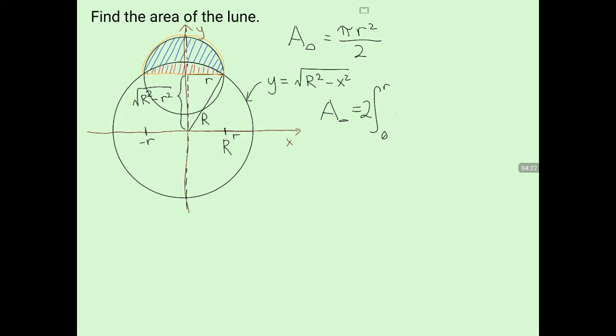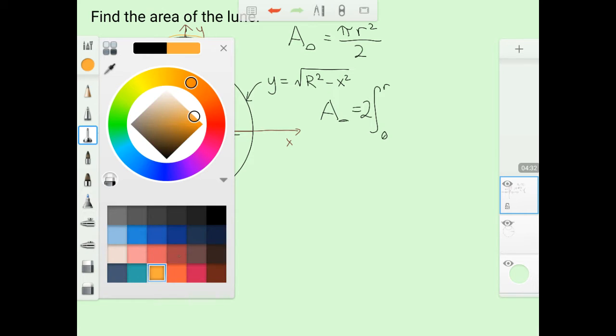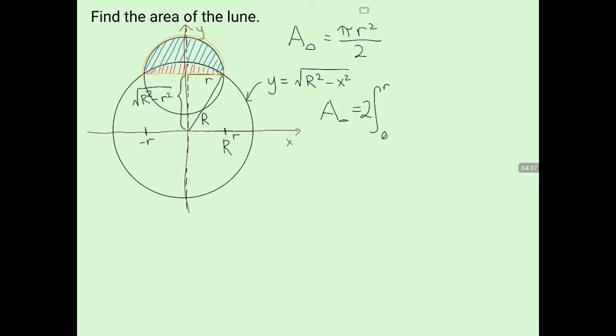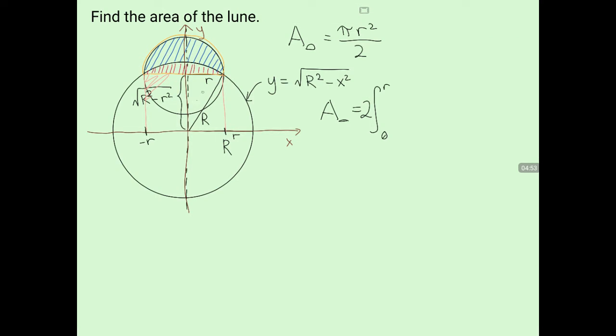And what are we going to integrate? Well, if we integrate this function, root of R squared minus x squared, what we are going to get is the area underneath this curve. So it's going to be this entire area, including this box right over here. But we don't want the area of this box. So we are going to subtract the area of that box.